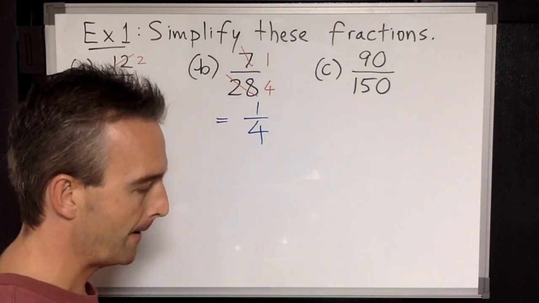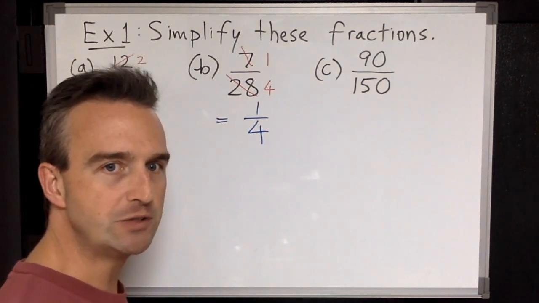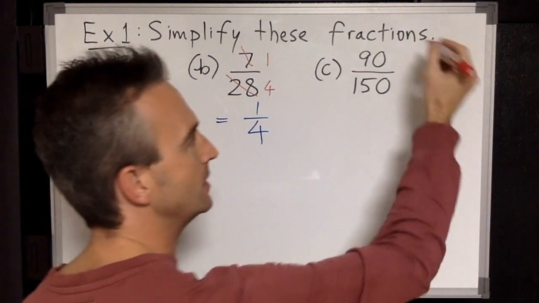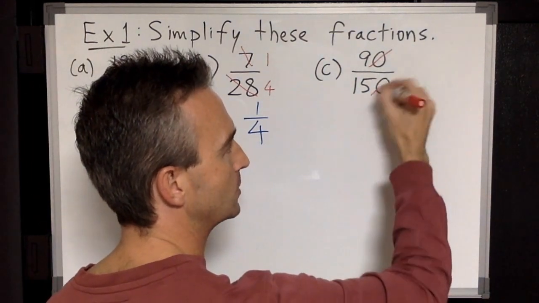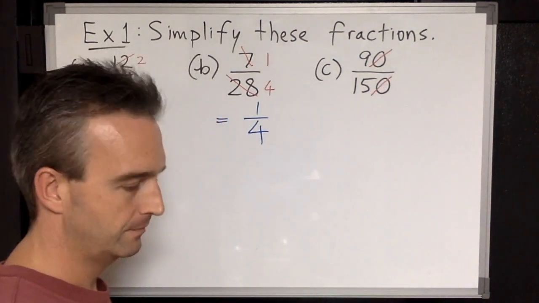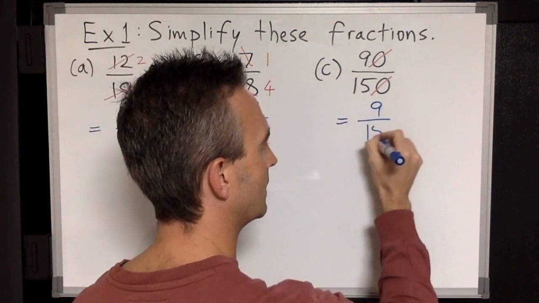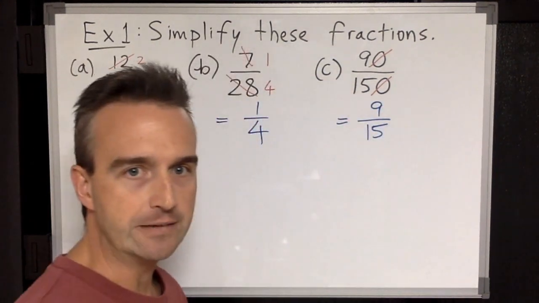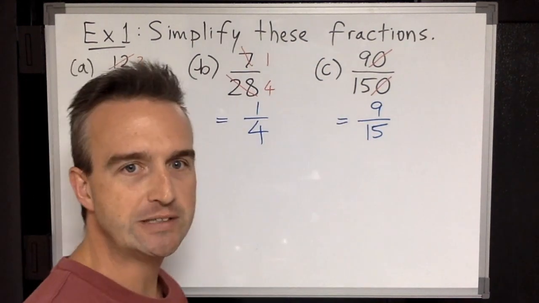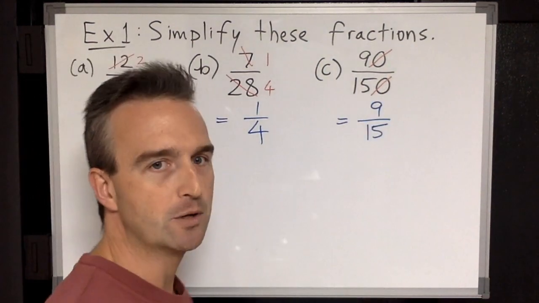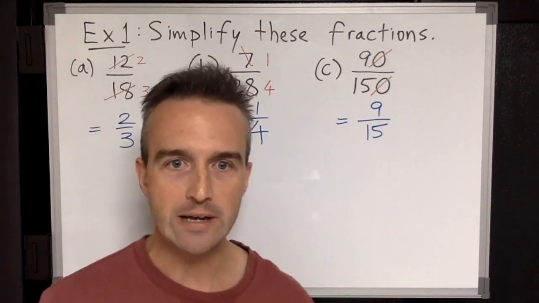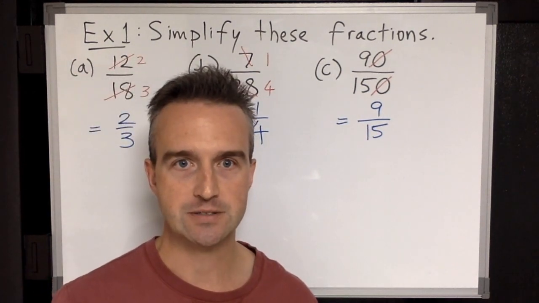And the third one over here, 90/150. That's pretty big. There's a little trick we can do here with these zeros on the end. Cross off a 0 on the top, cross off a 0 on the bottom. That actually becomes 9/15. So what exactly was that trick I did? I divided the top and the bottom by 10. Okay, there we go, simplifying fractions.